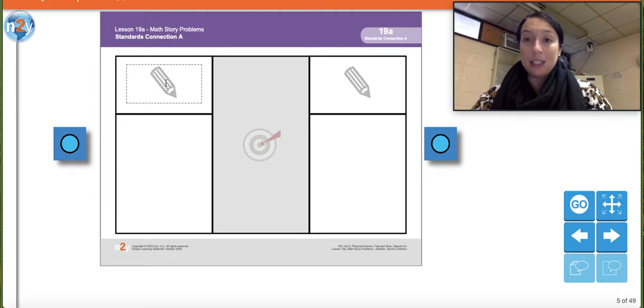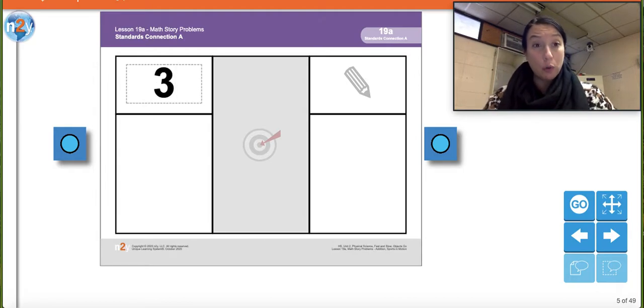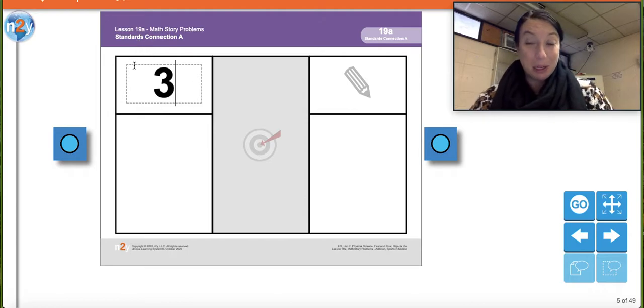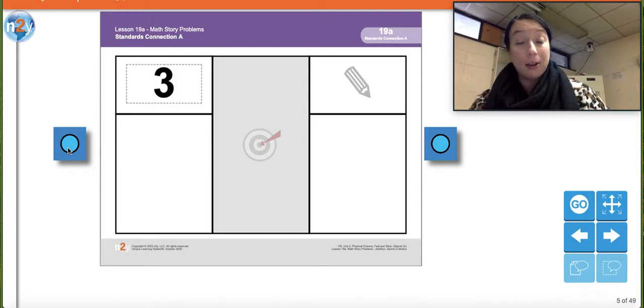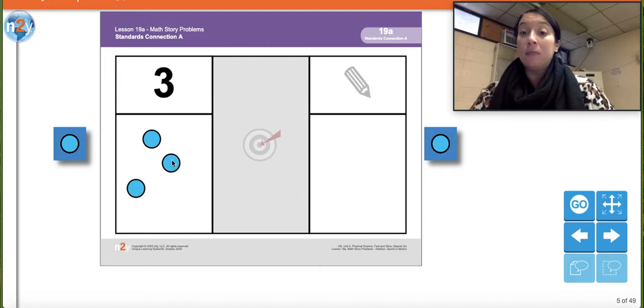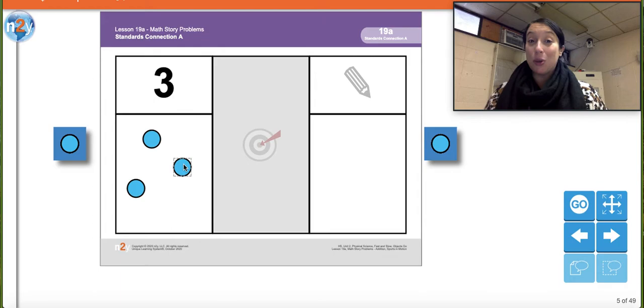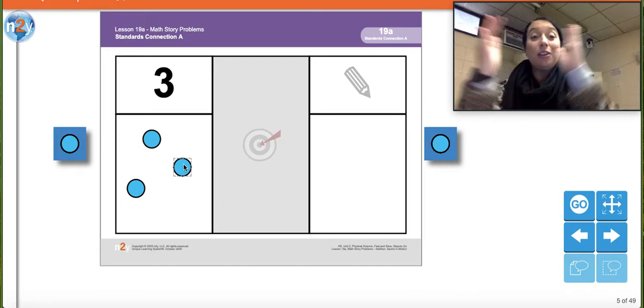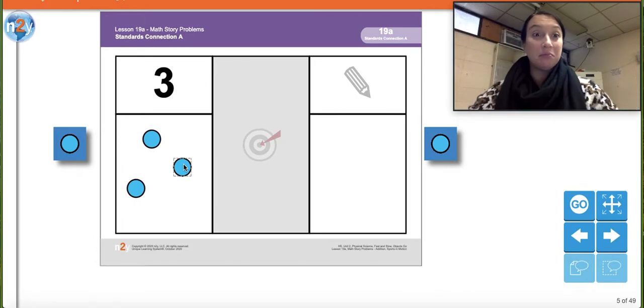So let's pick a number. Let's pick the number 3. So if you look up here, I just typed the number 3. But I also like to represent my numbers in different ways. Let's use our dots to represent the number 3. We have 1, we have 2, and we have 3. So you all know Miss Ashley loves to clap these out. So let's try. 1, 2, 3.